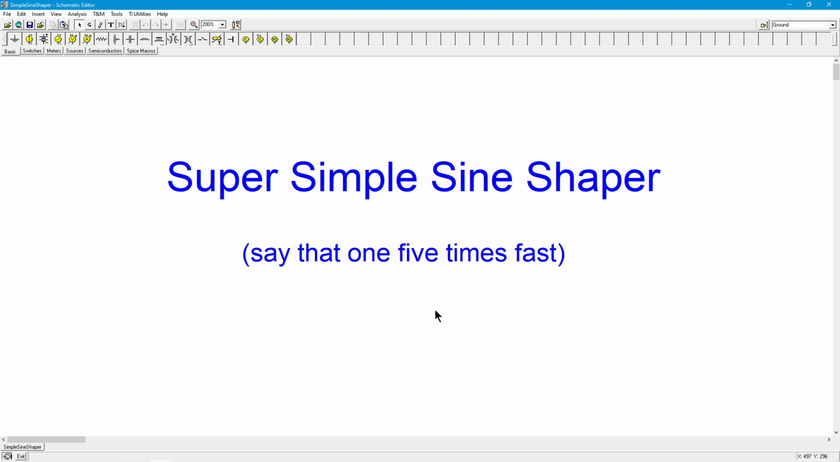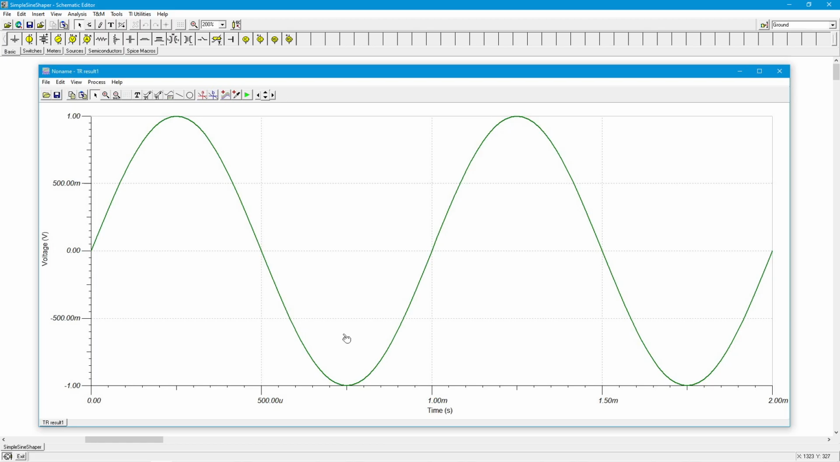Time for the super simple sine shaper, a tongue twister and interesting circuit. What we're going to do is take a triangle wave and turn it into a nice sine wave. Not a super wide frequency range, not super hi-fi ultimate tweak audio distortion, but a good serviceable sine wave that you might use for a variety of different projects.